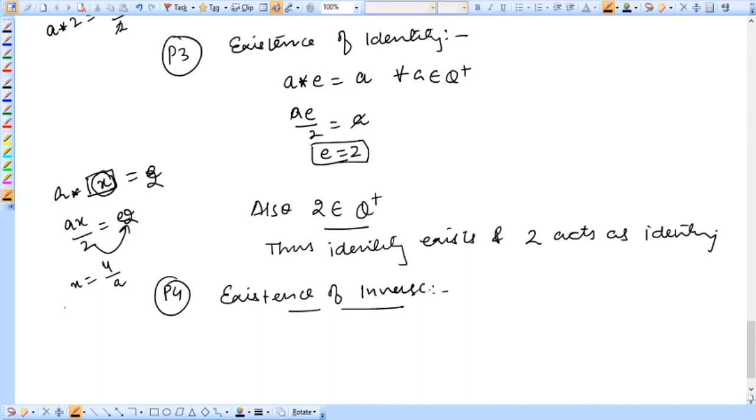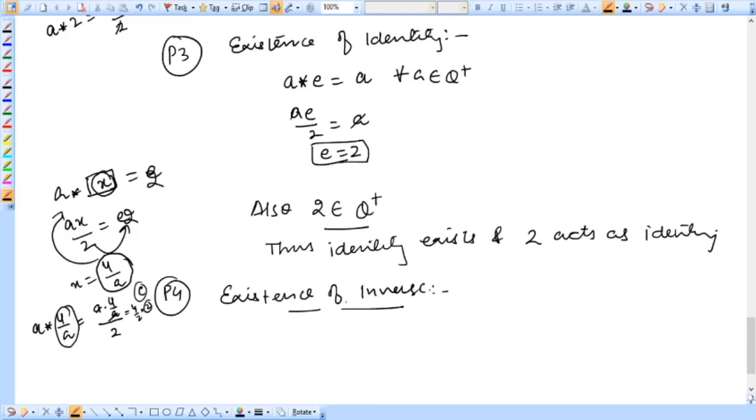Therefore we can say 4 upon a is the inverse of a, because see, if we operate a with 4 upon a, it is equal to a times 4a divided by 2. A cancels, it is equal to 4 upon 2, which is equal to 2, which is your identity. Therefore 4 upon a is the inverse of a.